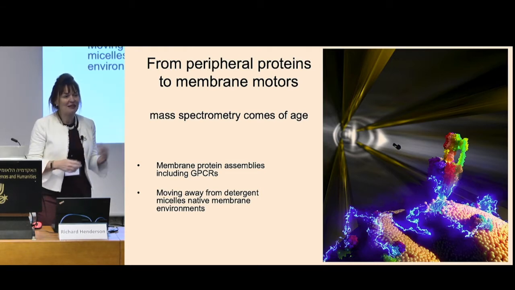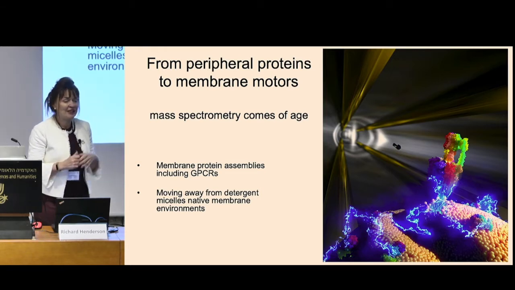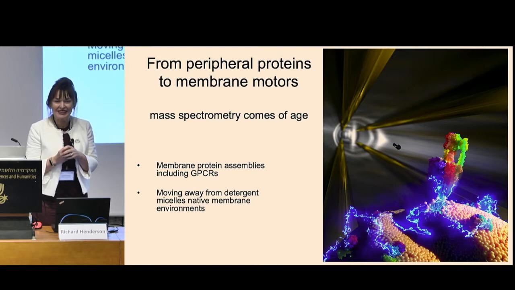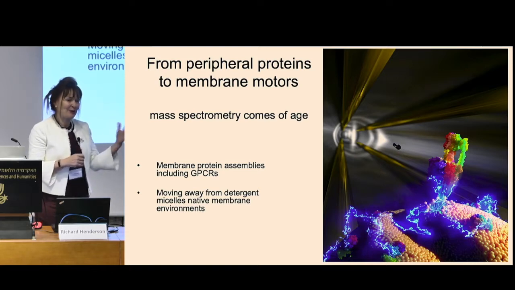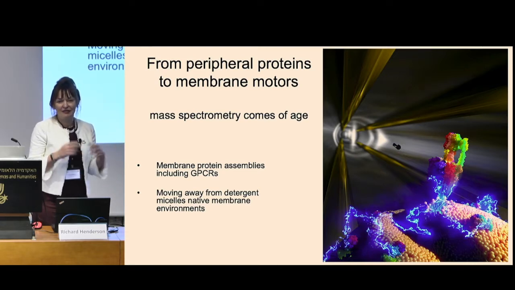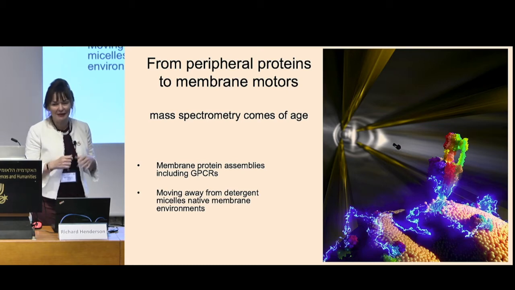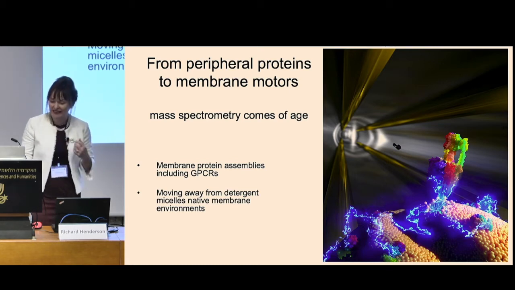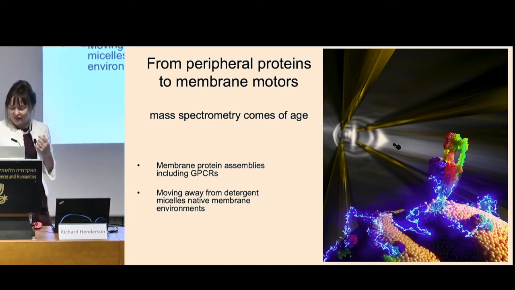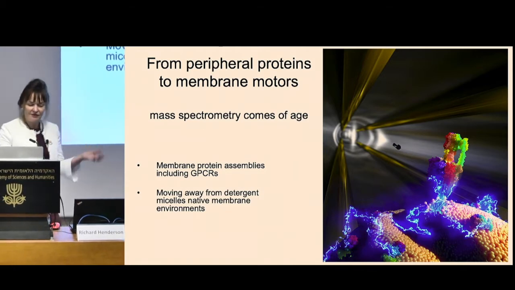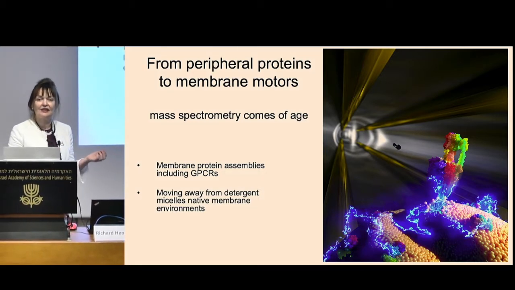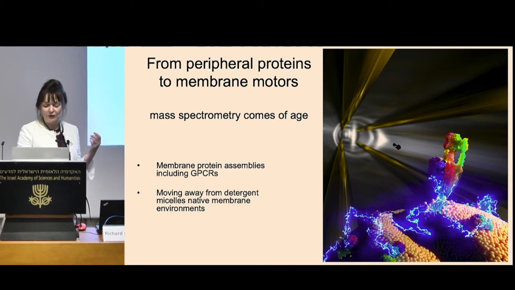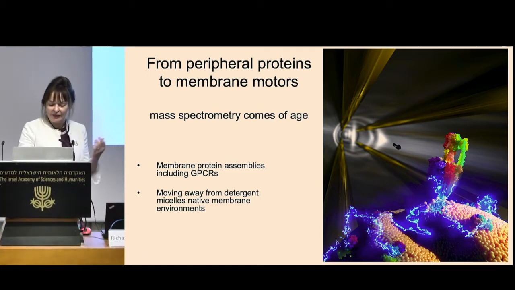And then if there's time, I thought I'd show you. I really enjoyed the worked examples this morning of EM, and I thought I'd show you a worked example of really complicated assignment of mass spectrometry so that you can compare the processes. So I'm going to talk about membrane protein assemblies, including GPCRs, and then move away from detergents into native-like environments, and also a little bit about where I think the field is going at the end.